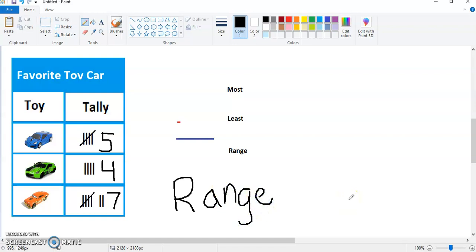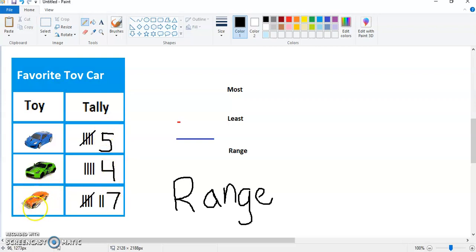Now you may be wondering, Miss Morgan, what is the range? What does that even mean? That means how many numbers are in between the favorite car and the least favorite car. So the first thing we need to do is find out, well, what is the most favorite car? We're looking for the biggest number.